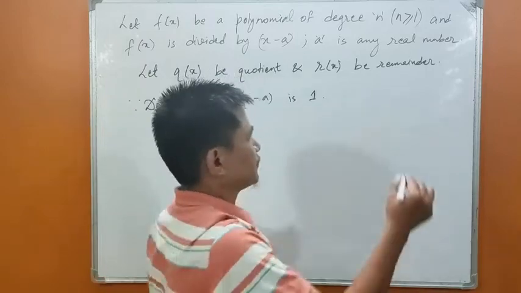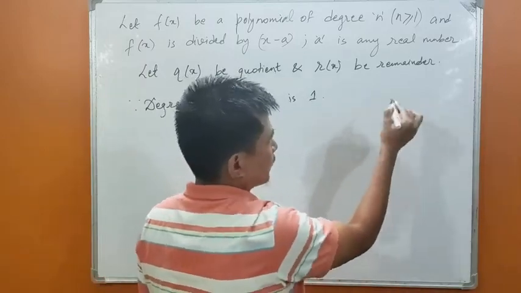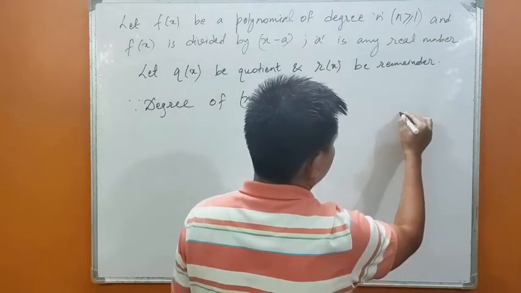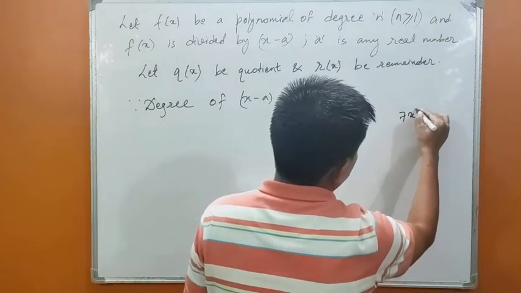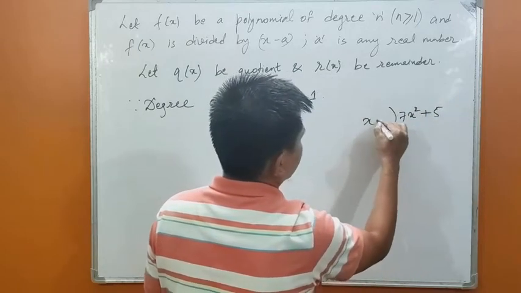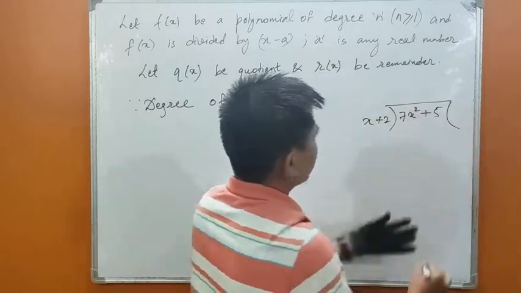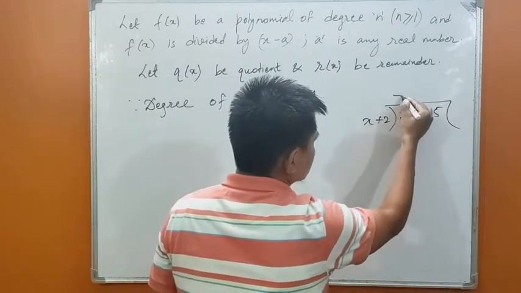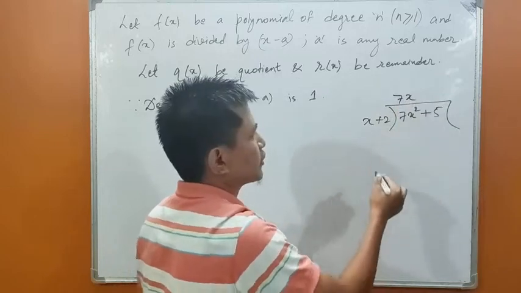Let's do another example, an algebraic expression. Suppose we have 7x square plus 5 and we divide by x plus 2. We divide this expression by this. So x into 7x, we usually divide in this way, isn't it?